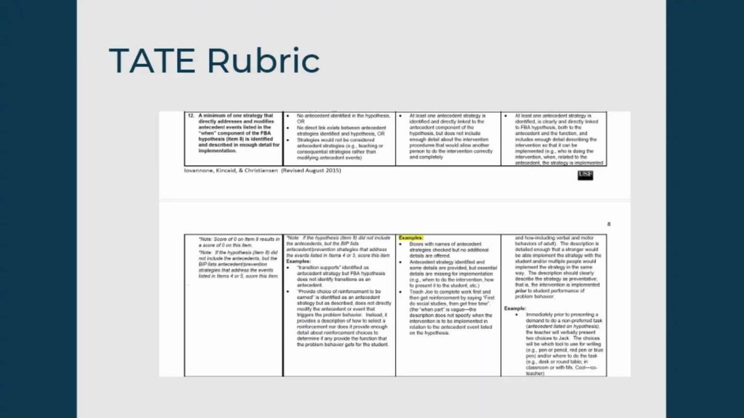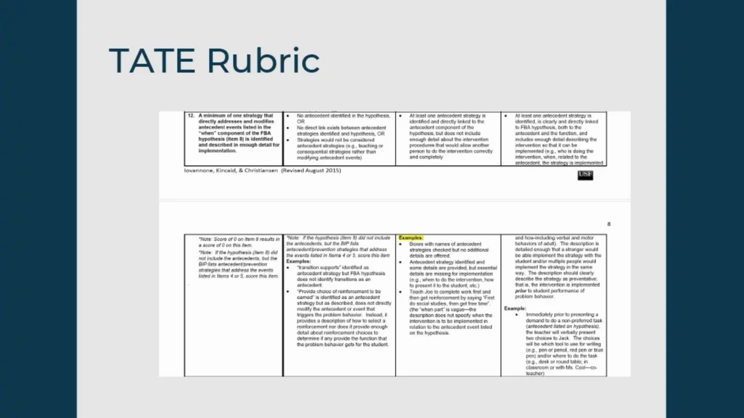When developing prevention strategies in a BIP, they must connect directly to the antecedent and why components identified in the FBA hypothesis statement. This makes sure that strategies are function-based and truly address the root cause. Here's how to apply that guidance using the TATE rubric on the slide. First, make sure the strategy matches the hypothesis. For example, if the hypothesis states that a student engages in behavior to escape difficult tasks, a matching prevention strategy could be to provide task modifications, offer breaks before the student becomes overwhelmed, or increase predictability. Avoid generic strategies that don't relate to the function.